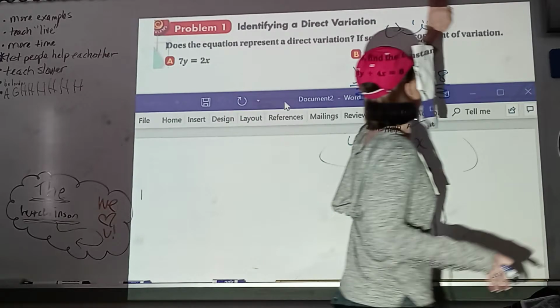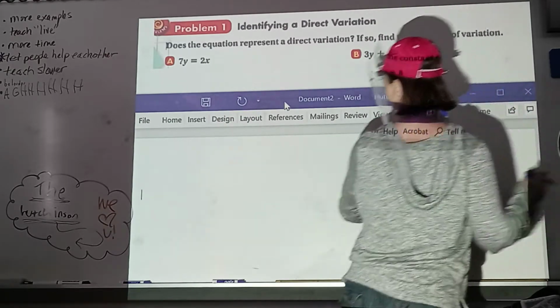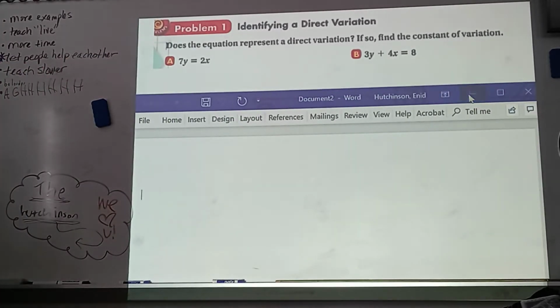All right, so that's how you identify a direct variation from any equation that they give you. The only step there is to what? Solve for y. Moving on.